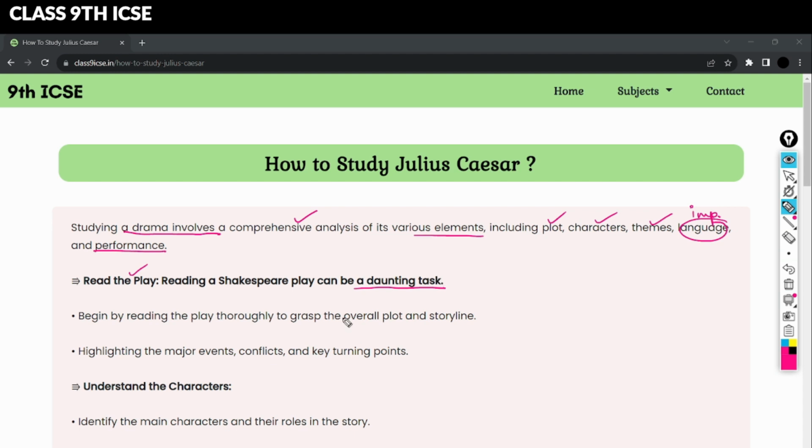You begin by reading the play thoroughly in order to grasp and understand the overall plot followed by the storyline. You need to highlight the major events along with the conflicts as well as the key turning points. All these things need to be recognized accordingly. Because if you don't do so, you'll face problems analyzing the plot, and eventually you'll end up understanding nothing. So this approach has to be followed calmly and understood very well.